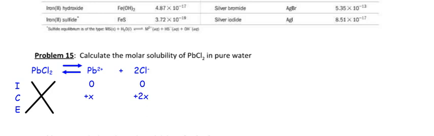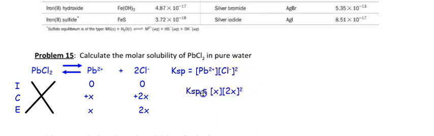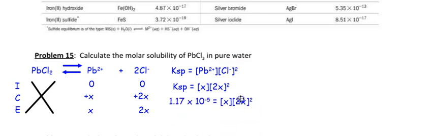So what does that mean? When it's all said and done at equilibrium, how much of these things do I have? I have x and 2x. Okay, so let's set this up. The Ksp is equal to lead 2 plus times chloride squared, right? Well, what's lead? x. What's chloride? 2x. So what is 2x squared? 4x squared. And 4x squared times x is 4x cubed.